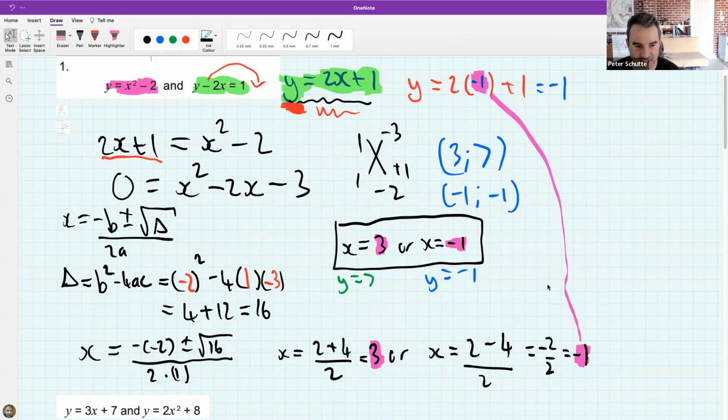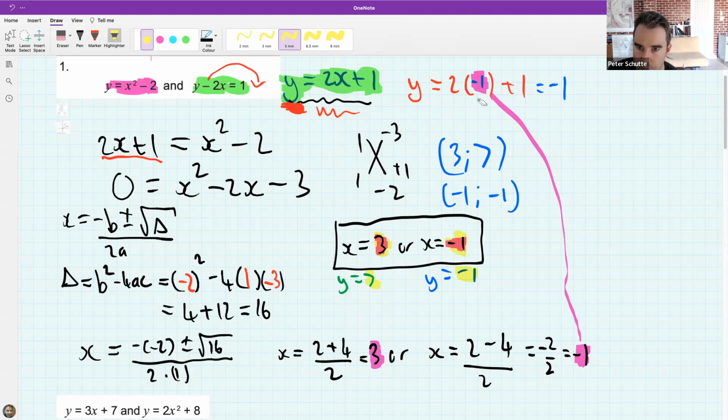Sir, isn't it that we wanted to find the y, the answer for y, and we say 2 times -1 plus 1, which is equal to -1. Why didn't we do the same thing with the x, with the 3? Okay, we do. So the thing that goes with 3 is going to be 7. The thing that goes with -1 is going to be -1.